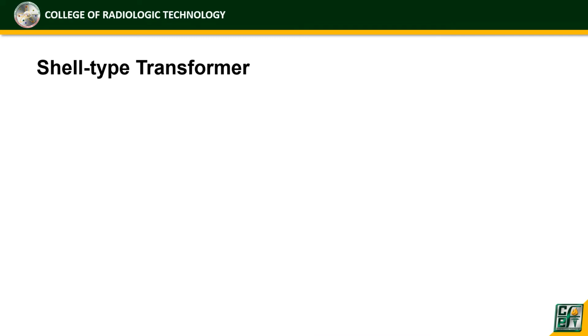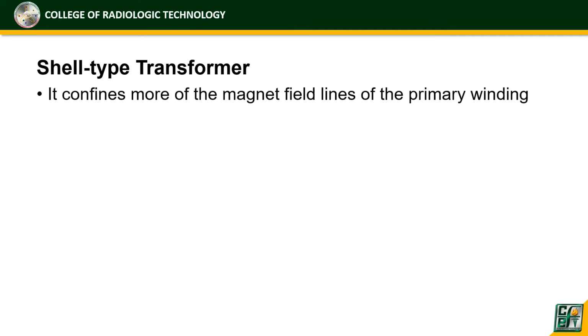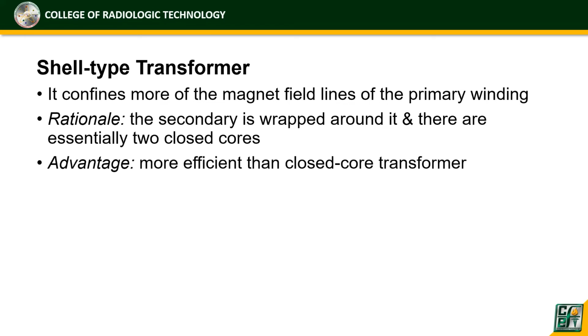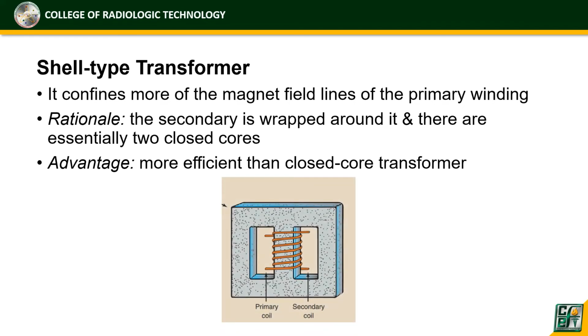And the last one is the shell type transformer. It confines more of the magnetic field lines of the primary winding. The rationale behind this is that the secondary is wrapped around it, and there are essentially two closed cores. So the advantage is the transformer is more efficient than the closed core transformer. So kung makikita nyo nga naman, para siyang dalawang pinagdikit na closed core transformer. Okay?